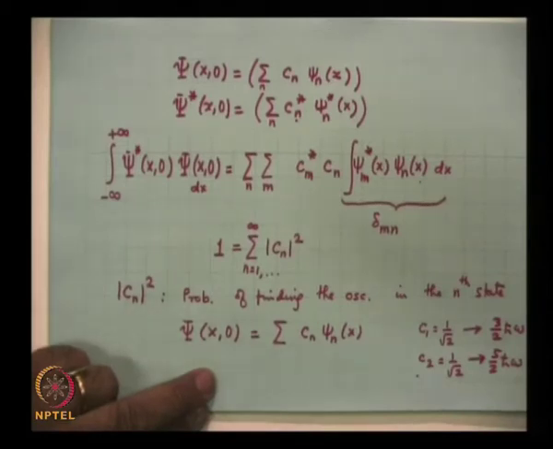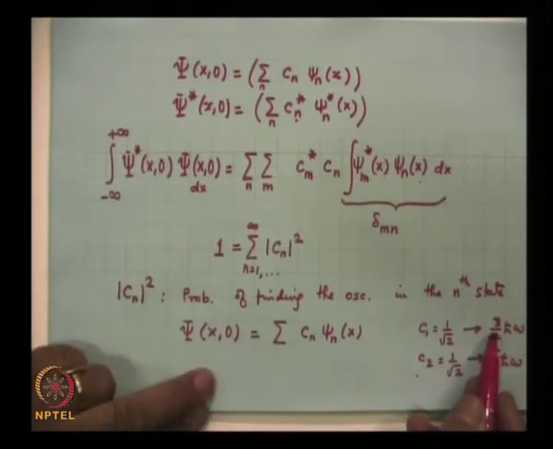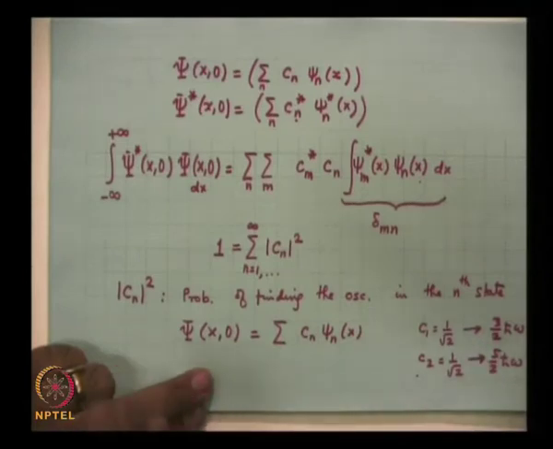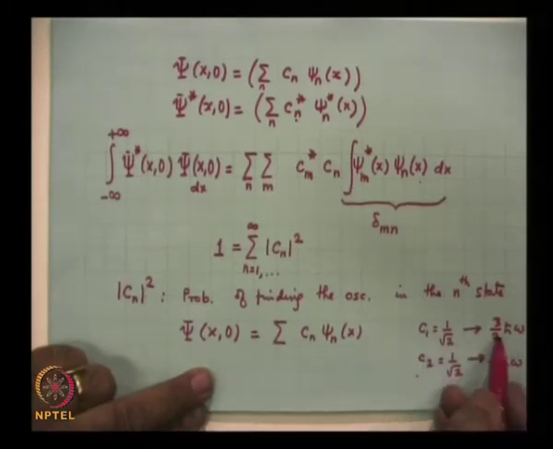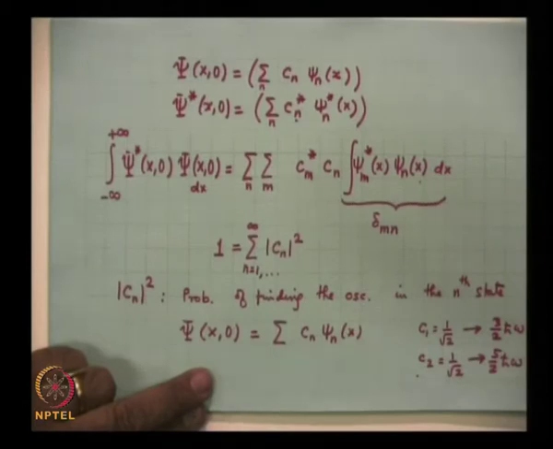Then you ask yourself the question, does the oscillator have a given fixed energy? The answer is no. There is a half probability of finding 3 by 2 h cross omega. That is, if you make a measurement of energy, then there is a half probability of finding 3 by 2 h cross omega, and there is a half probability of finding 5 by 2 h cross omega. This is the concept of superposition, which is one of the most important aspects of quantum mechanics. It can be in a superposed state.